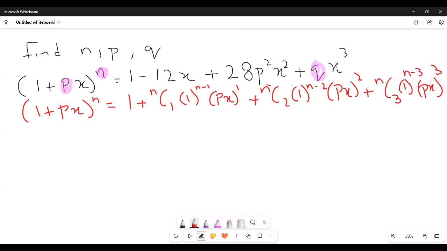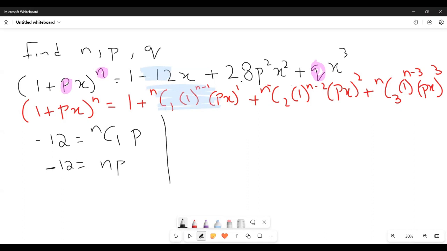Okay. So now, let's start equating the two expressions. 1 is 1, so we're not getting anything from comparing these. Then the coefficient of x here is minus 12, and the coefficient of x that we got from the expansion is nC1 times p. Let's equate these. nC1 is n, you must know this. So np is actually equal to minus 12. This is what we're gaining by comparing the coefficients of x.